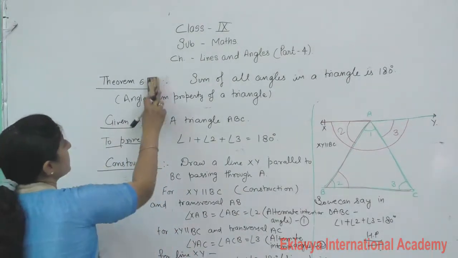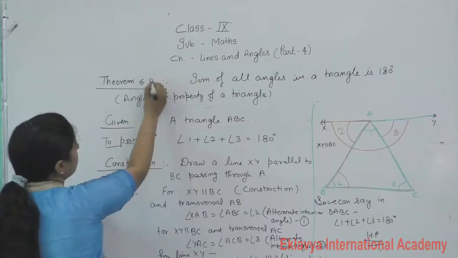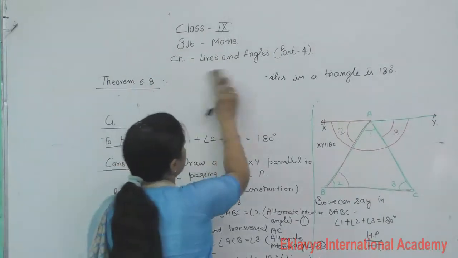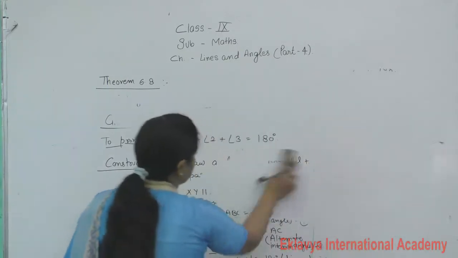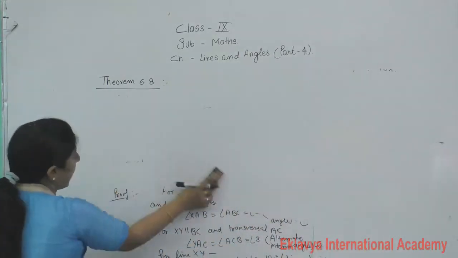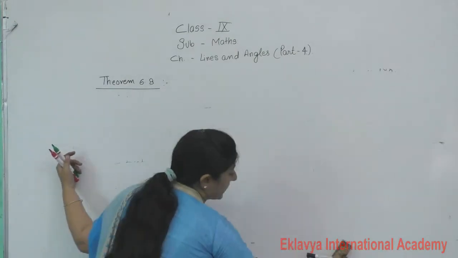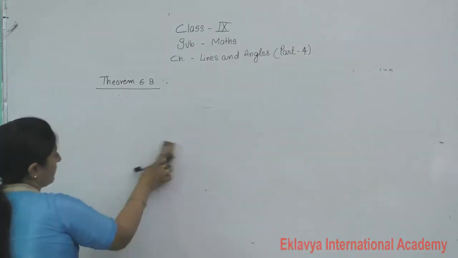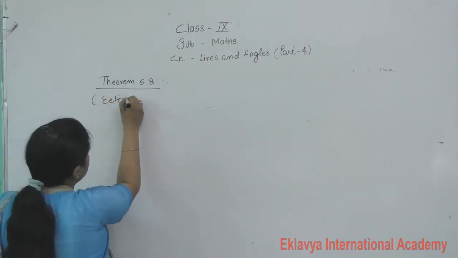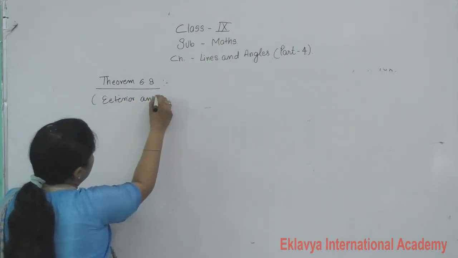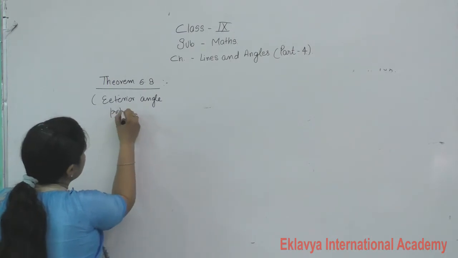Next, theorem 6.8, the last theorem of this chapter, that is the exterior angle property. Theorem 6.8 is the exterior angle property.